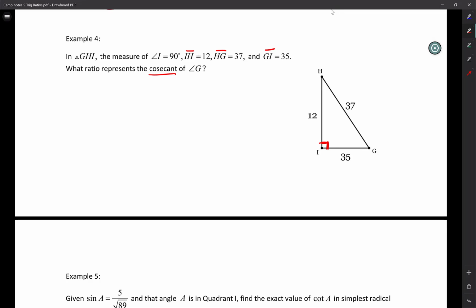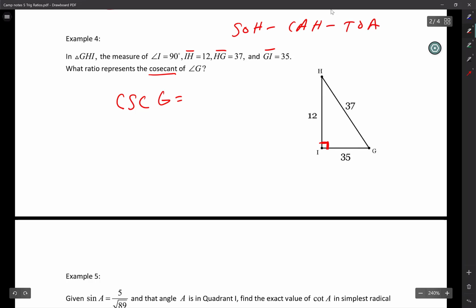Let's go ahead and write it correctly. Cosecant is CSC, and then I put the G in there. I should keep writing SOHCAHTOA until we're super beasts. Okay, so this is cosecant, which is the reciprocal of sine, the different letter that does not start with C. So sine would have been opposite over hypotenuse, so now I got to reverse it. Hypotenuse over opposite. So hypotenuse is 37.